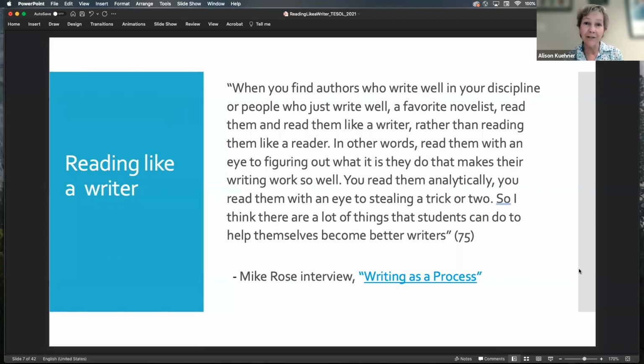And here I'd like to give you a quote from Professor Mike Rose. He's from UCLA. He is an English professor, and he spent much of his career working with students who were coming in as freshmen and didn't always understand the moves that academic readers and writers make. And he spent a career studying them and writing books about them. But I love this piece of advice that he gave in an interview, where he said to students, when you find authors who write well in your discipline, or people who just write well, a favorite novelist, read them like a writer, rather than reading them like a reader. In other words, read them with an eye to figuring out what it is they do that makes their writing work so well. You read them analytically, you read them with an eye to stealing a trick or two.